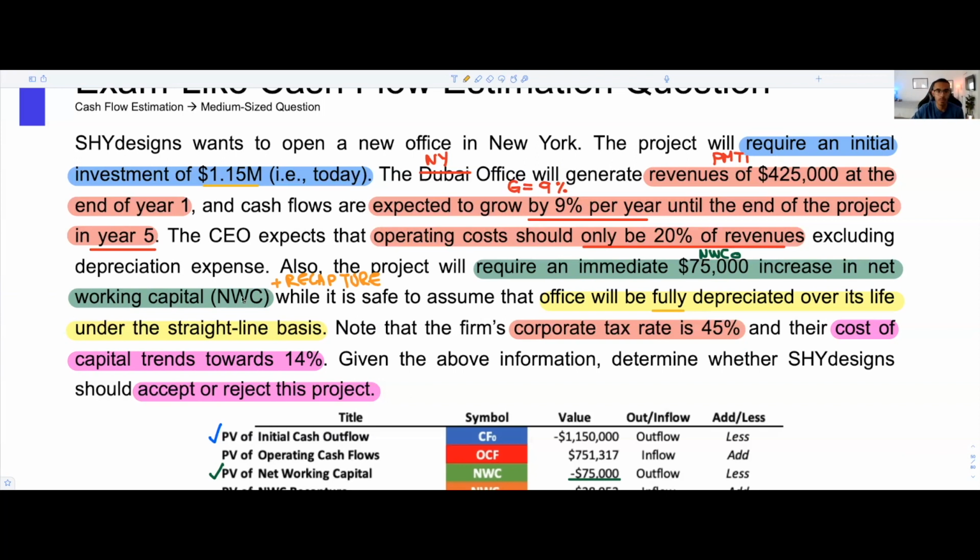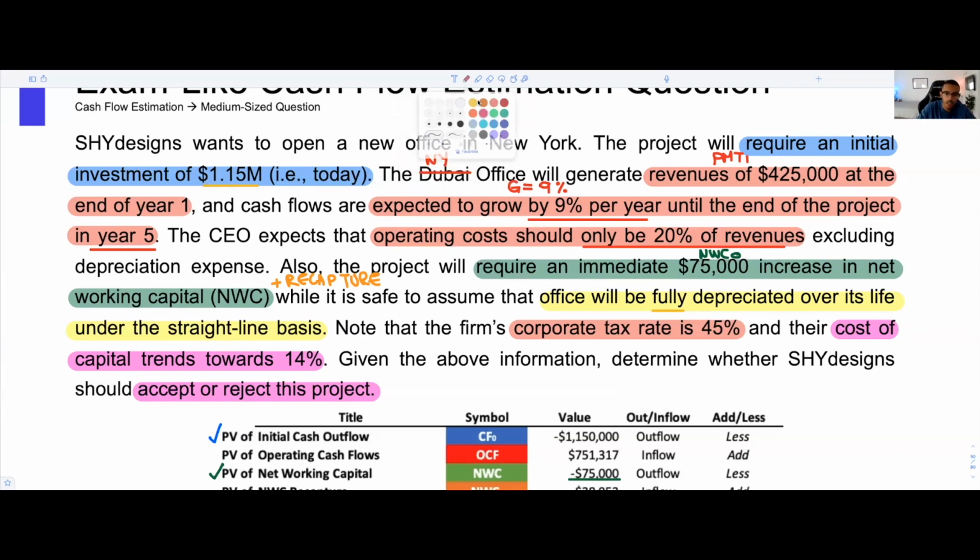Sorry for the car outside. So that's another portion that we're going to need to work on. And then they're also letting you know that your corporate tax rate is 45%. So that's important because we're going to be able to solve for our actual OCFs with that. And that's pretty much all that we're going to work with for now. So we have all that information.